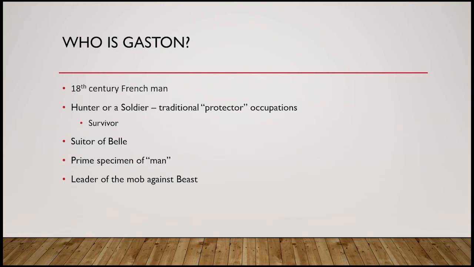So who is Gaston? He's an 18th century Frenchman. He is a hunter or a soldier, depending on which interpretation of the film you're watching. These are both traditional protector occupations, and it is shown that he's a survivor. He has survived either animal attacks, like is indicated in the first one, or actual war, as is indicated in the live-action version. He is the suitor of Belle, the primary suitor, the only one that we really see. He's the prime specimen of man, and he's the leader of the mob against the Beast. So these are kind of the facts about Gaston that aren't disputed by the movie's coloring of him as a villain.